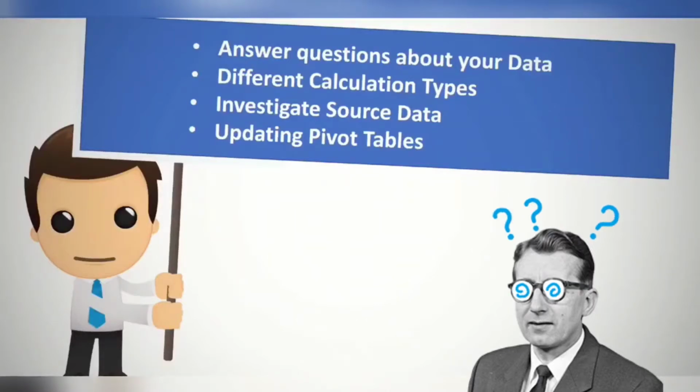What are the different calculation methods? How do we investigate the source data for useful inferences, and how do we update the pivot tables?